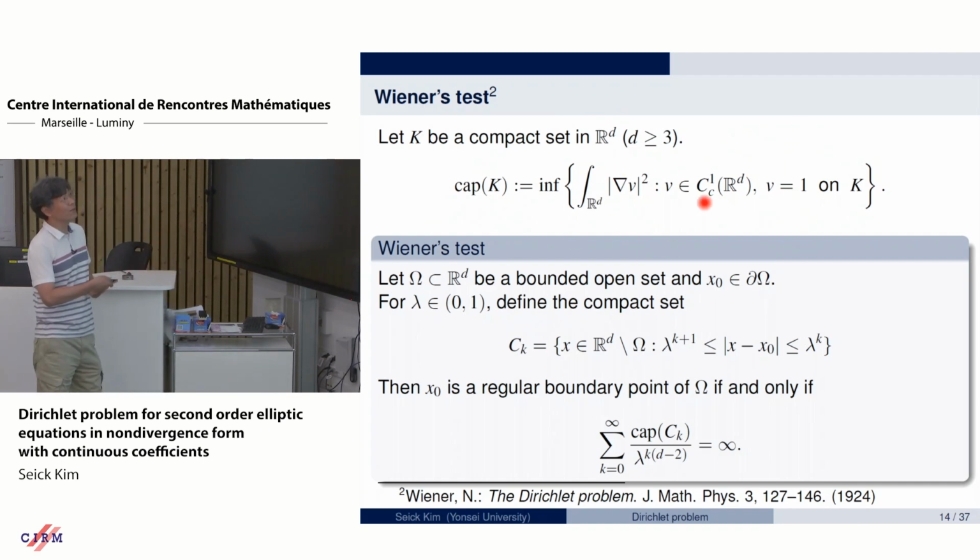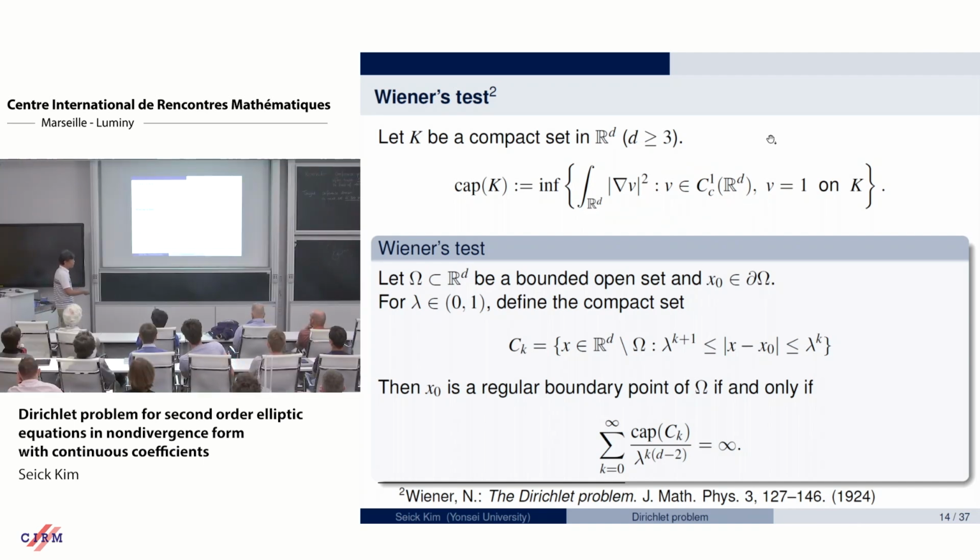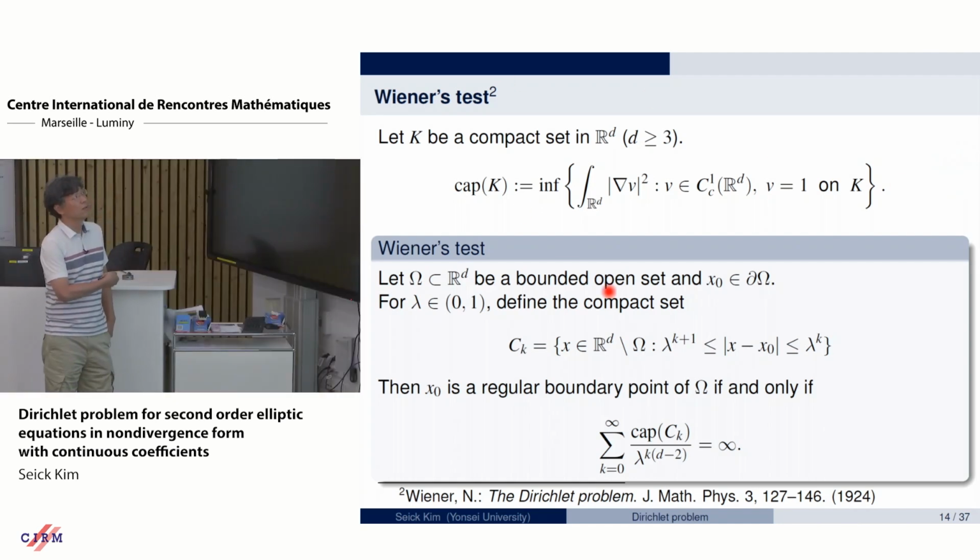You think about this compactly supported function v, which is at least once differentiable, and v equals 1 on K. And you minimize this energy, right? Then if you think about the Dirichlet principle, there should be 0 outside of this Omega, and by this requirement v equals 1. Because of this identity I showed you, this makes sense. So you can define capacity in terms of this Dirichlet integral.